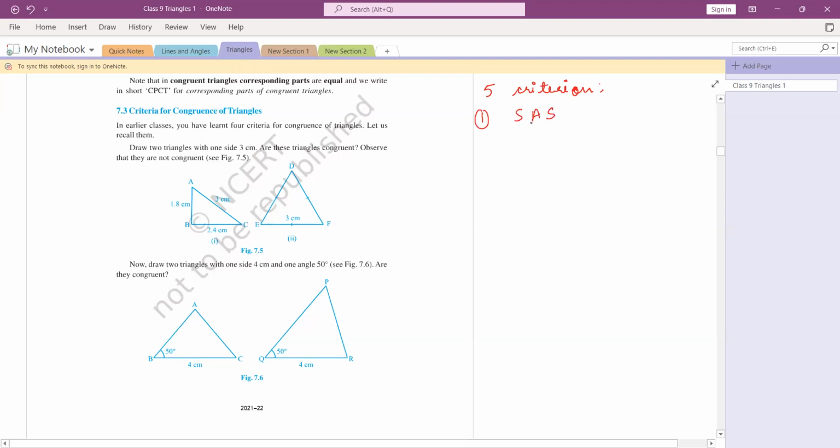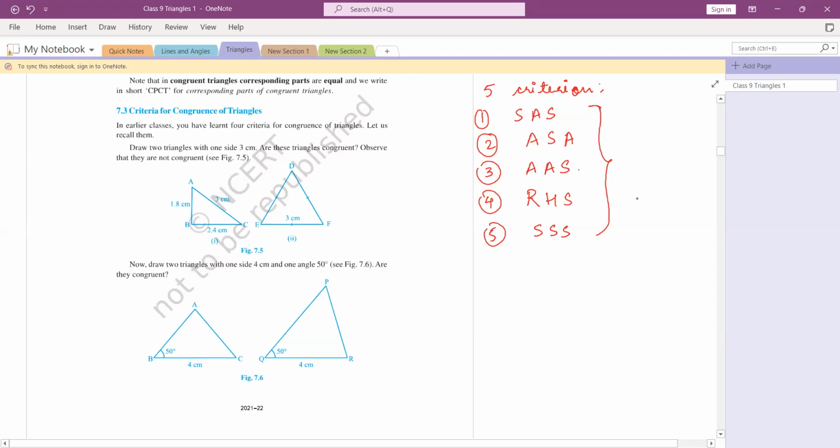If two sides and the included angle of the two triangles match each other, we say that they are congruent. Second is ASA. Two angles should be equal, and one side should be equal between two triangles. Another is called AAS, two angles and one side, they should match. Then you have two more criteria, which are RHS, where one angle is a right angle, and the fifth one is SSS, all three sides are equal. So these are the 5 criteria to prove that two triangles are congruent.